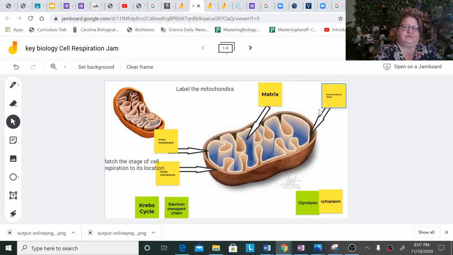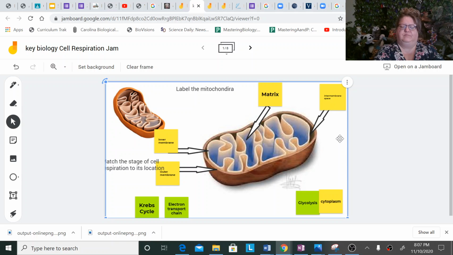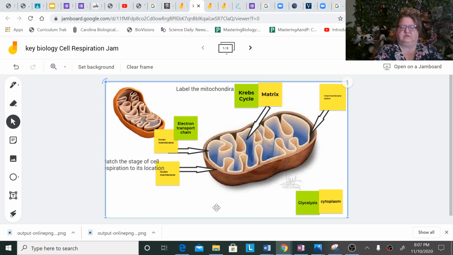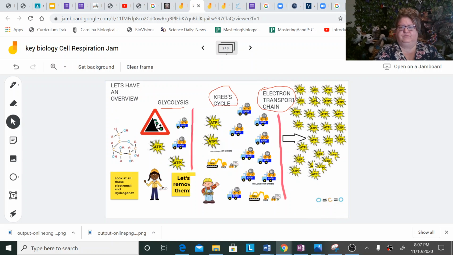Now, we haven't talked about that intermembrane space yet, but that is going to be coming up. We'll see. And hopefully you found that the Krebs is in the matrix and the electron transport system is in the inner membrane. So that is what you should know. So for slide 2, there's not much you need to do for this one.